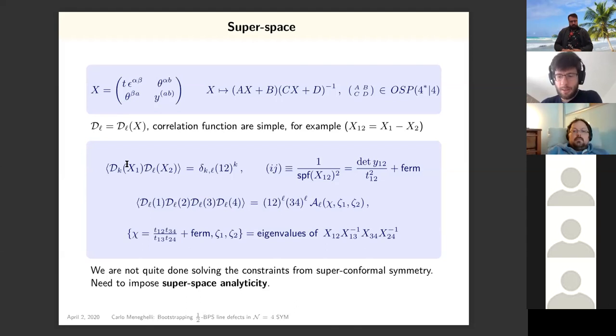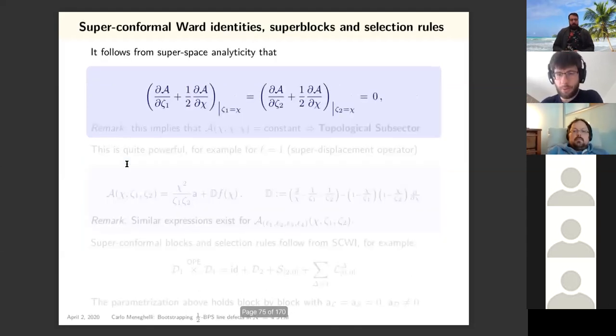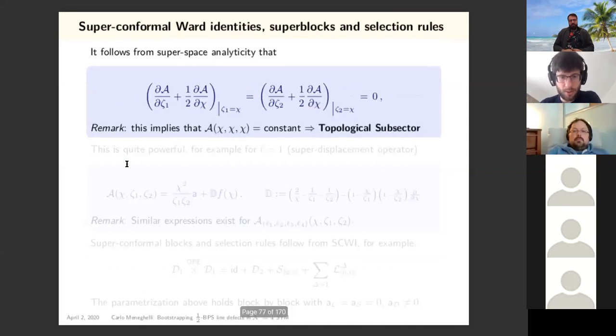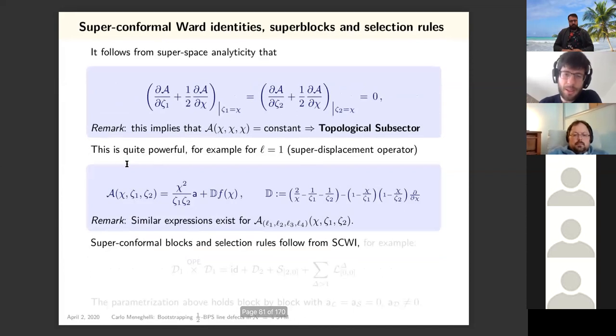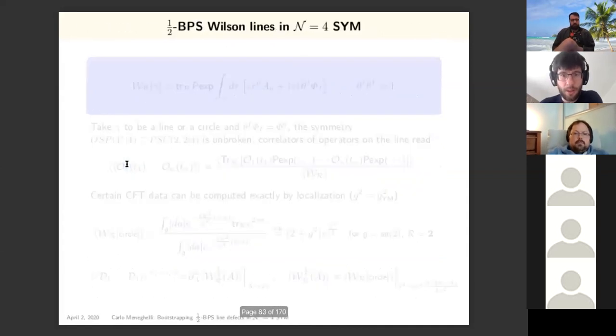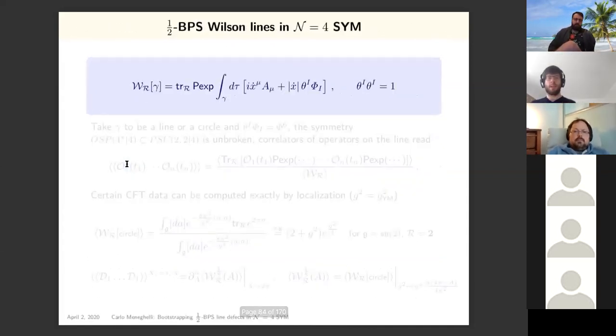And from this requirement, you can derive this first equation in the box. So it's a consequence of superspace analyticity. But at the end of the day, it's a consequence of supersymmetry, which in this setup is implemented, as I said. Okay, now let's go back to the Wilson line.